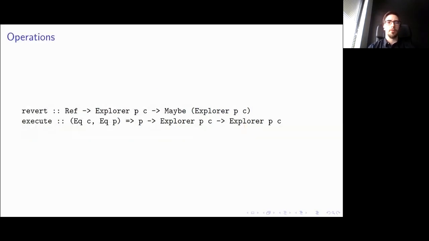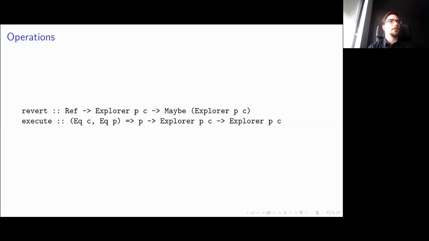Then we have the three operations. The revert operation takes a reference and an explorer and returns a maybe explorer. The maybe is required because the reference might not reference a valid configuration, so then nothing is returned. Otherwise, when it is a valid configuration, a new explorer is returned where the current configuration is the configuration reverted to. And if backtracking is enabled, the future configurations, so to say, are destroyed.